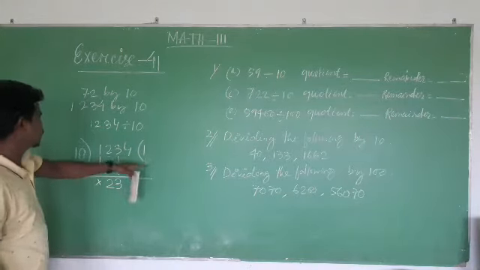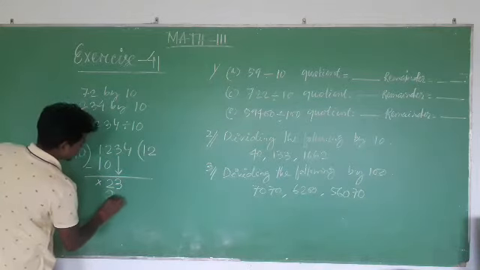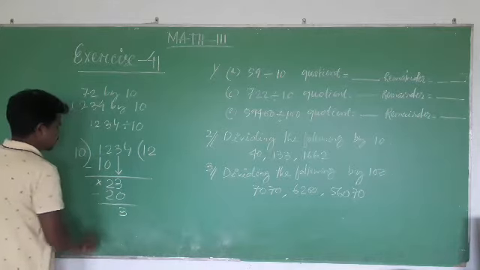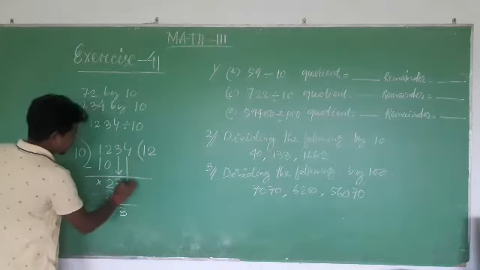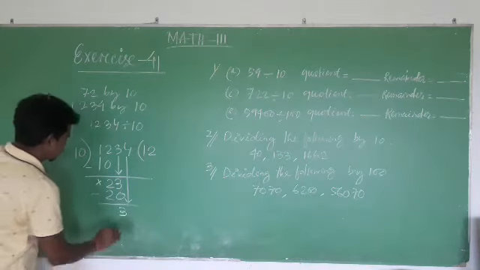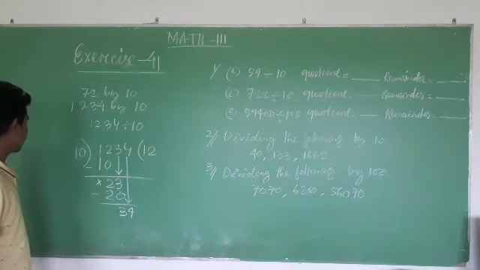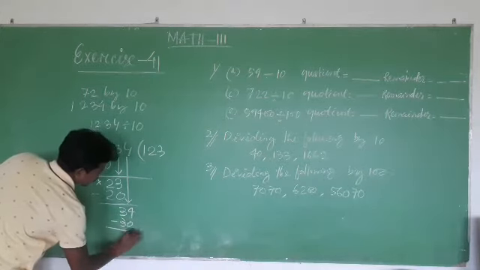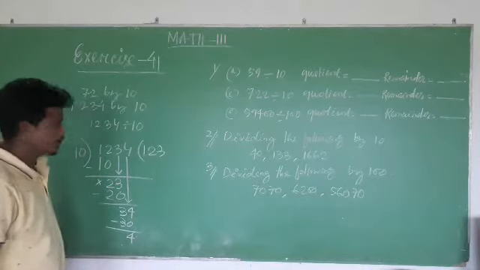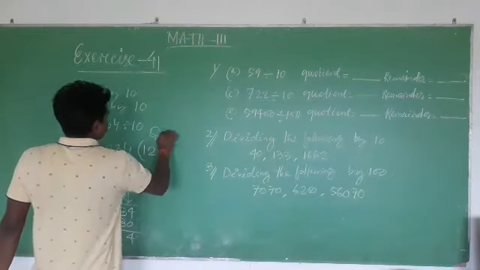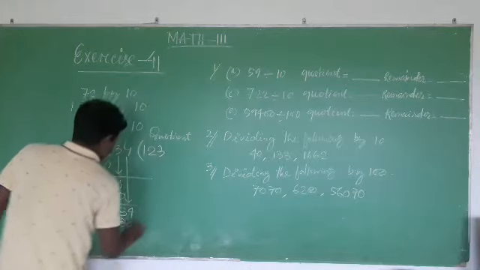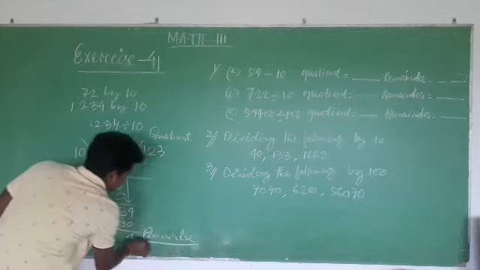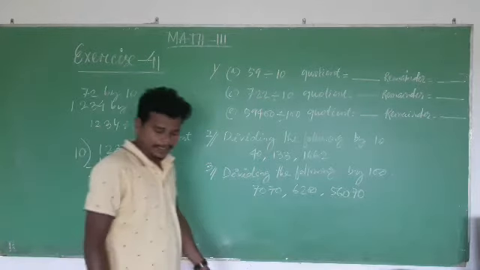Next, 10 twos are 20. Now after subtracting, 3 is left and another digit that comes is 4, so that is 34. So 10 threes are 30, and 4 is my remainder. Now this is my quotient and this one is my remainder. So like this we can do.